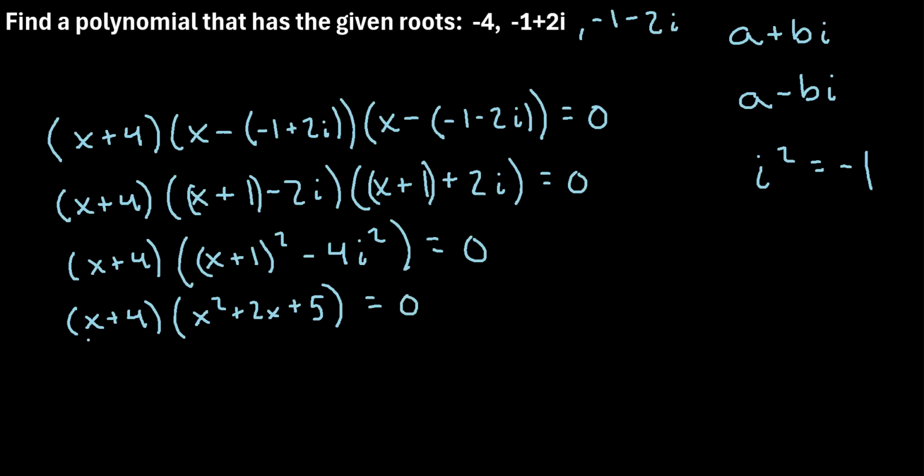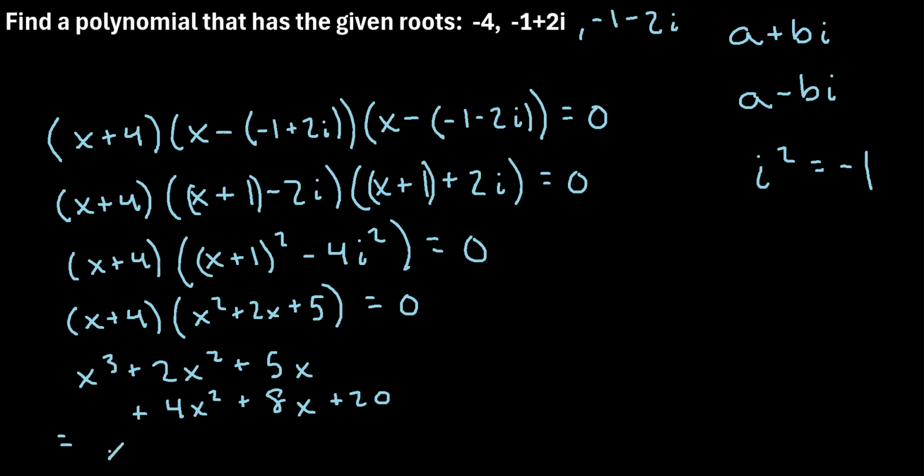The very last step is we just have to multiply these two parentheses together. So first we'll distribute this x to all three terms in here, and then we'll distribute the 4. So first we get x times x squared is x cubed, and then plus x times 2x is 2x squared, and x times 5 is 5x. And then to that we add 4 times x squared is 4x squared, so I'll write it underneath this x squared. Plus 4 times 2x is 8x. Plus 4 times 5 is 20, so plus 20.